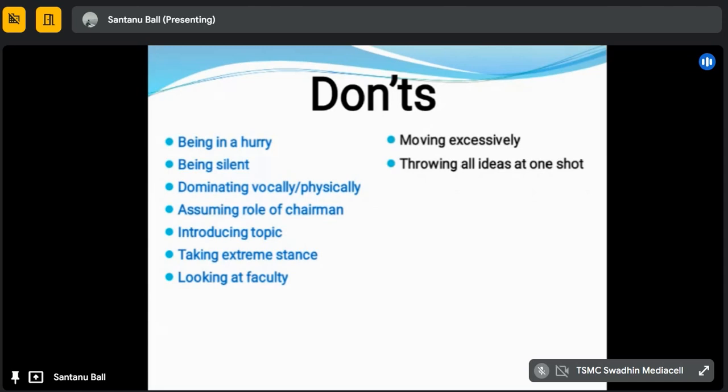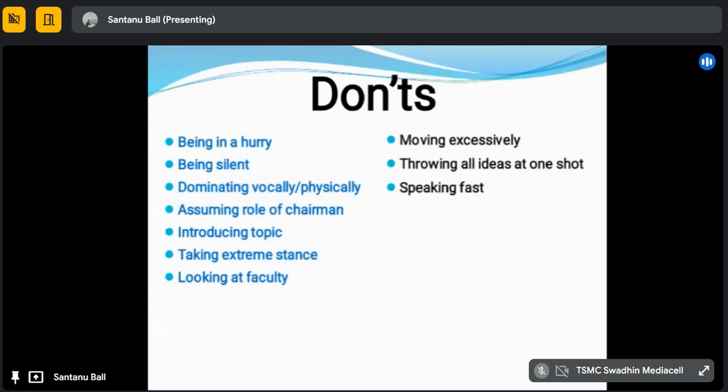Now, the next point is: don't throw all ideas in one shot. We gather all our ideas, and we may put them all out in just one shot. We can't do that, right? So don't put all our ideas in one shot. We have to manage the time fairly. I already mentioned time management, how we have to manage the time in a group discussion. So don't throw all the ideas in one shot.